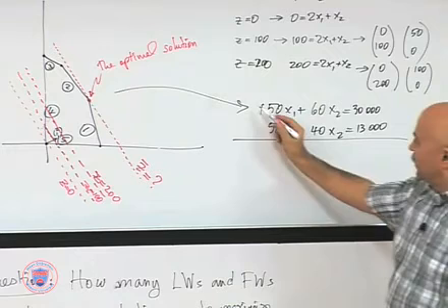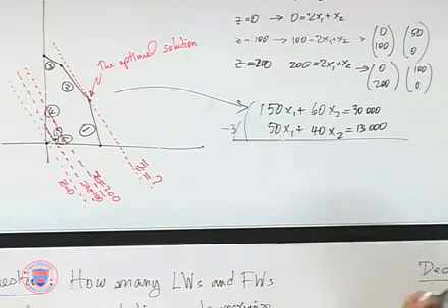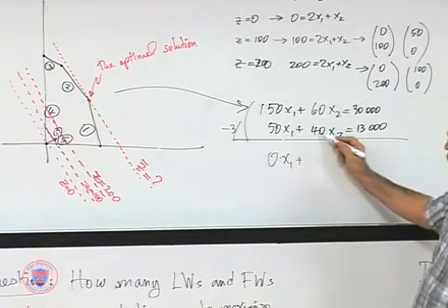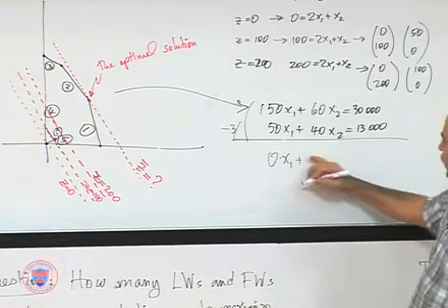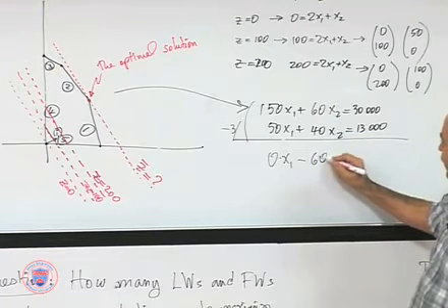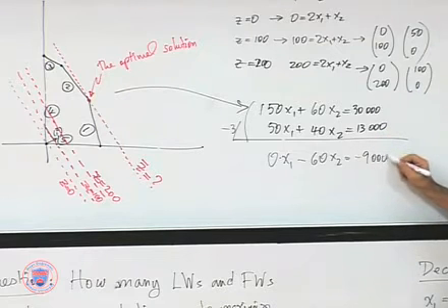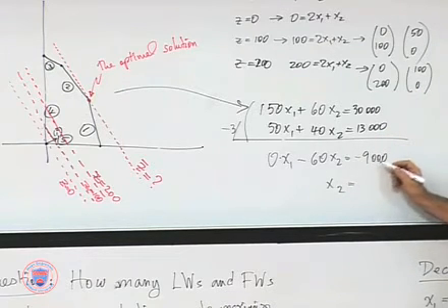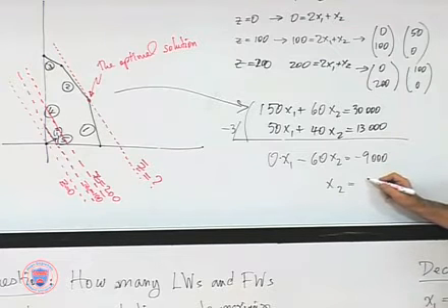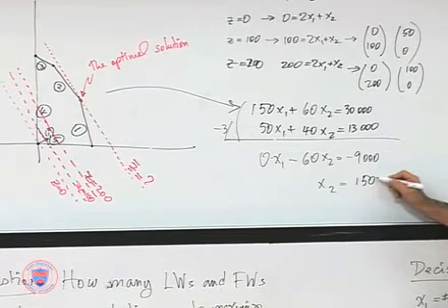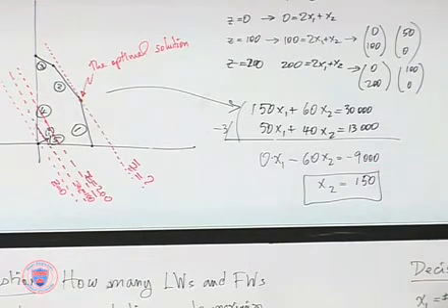So what you do is you multiply the second one by -3 and add it to the first one, and you get 0 here. And you get 120, so that will be -60 x2. And how much is this? 39 minus 30, minus 9,000. So this gives you x2 equals 9,000 divided by 60. How much is that? 150. Thank you. You guys are better at computations than I am. Okay. x2 is 150.